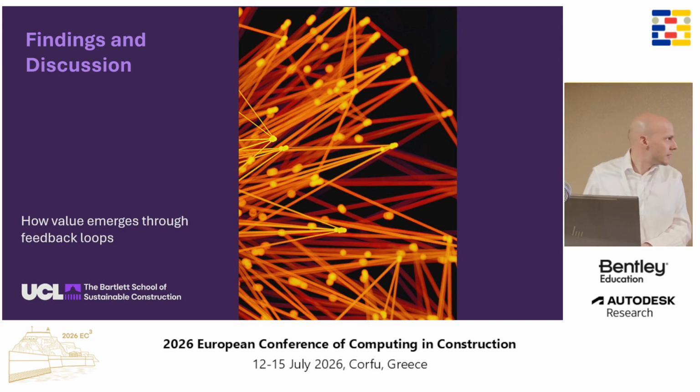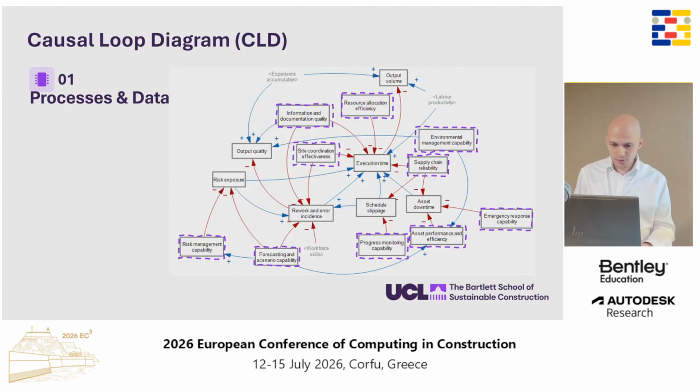And this is the part I want to talk about, but it's a bit difficult and I hope you can see. So this is the causal loop diagram, and this is the first subsystem. Initially, we'll start from the outside. If you look to the outside, you can see some dotted purple rectangles. So this is the benefit of the digital twin.